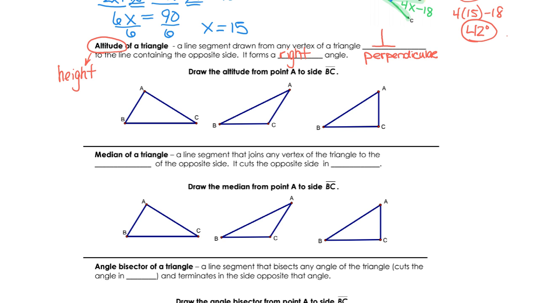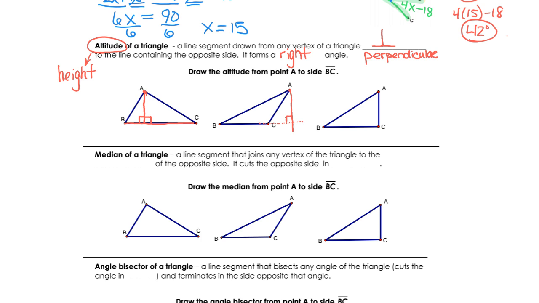Okay, so it says draw the altitude from point A to side BC. So if I'm at A and I want to represent an altitude, I'm going to go straight down to BC. Okay, and you can see my perpendicular lines, which then form right angles. Okay, so this one is a little bit strange, but if I'm at A and I'm going to go straight down, I'm not going to meet BC. So what we would do in this one is go ahead and extend our line with our straight edge if we had one, and then we would go ahead and form our right angle.